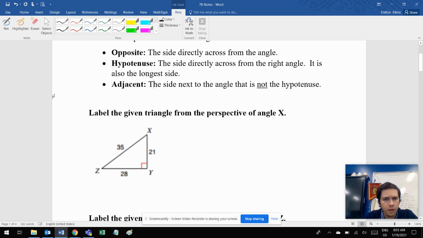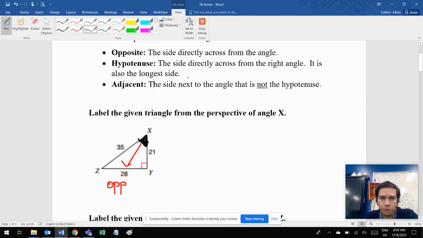So let's look at a triangle. Here we have triangle XYZ, and we want to label every bit of information from the perspective of angle X. So angle X is this angle right here. It is in this little corner. So we have three possible names for each side. Sides could be adjacent, sides could be hypotenuse, or sides could be the opposite. So the opposite side is the side directly across from the angle. So across from the angle, I see this 28. So the side that is length 28 is the opposite side, which I will abbreviate as OPP for opposite.